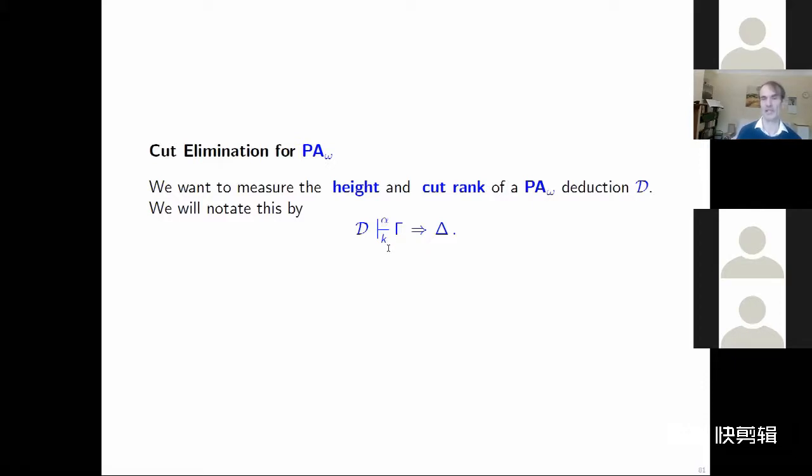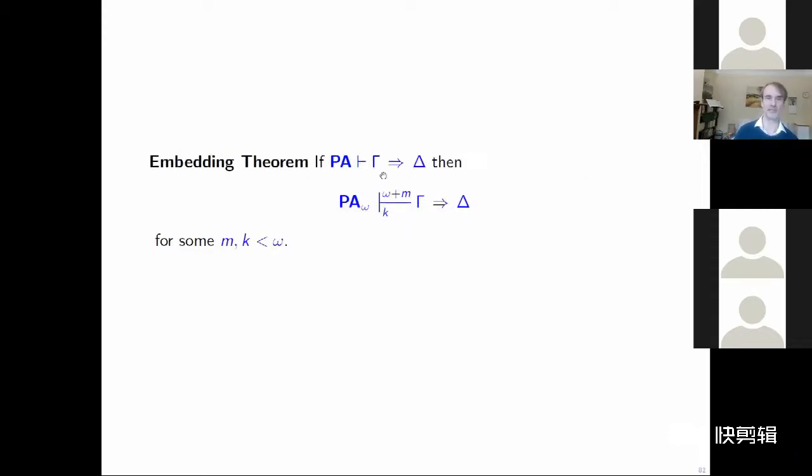So K indicates a maximum number, so that all the cuts appearing in the derivation have a length less than K. And for the purposes of the proof theory of PA omega, the K is always a finite number. Okay. And then this notation here means that the first one means there is a derivation of the sequent gamma arrow delta in PA.